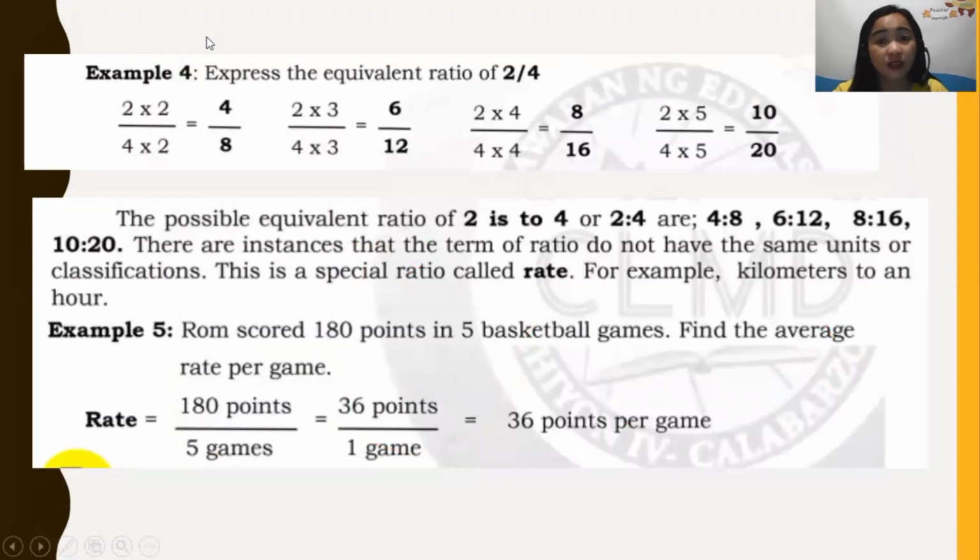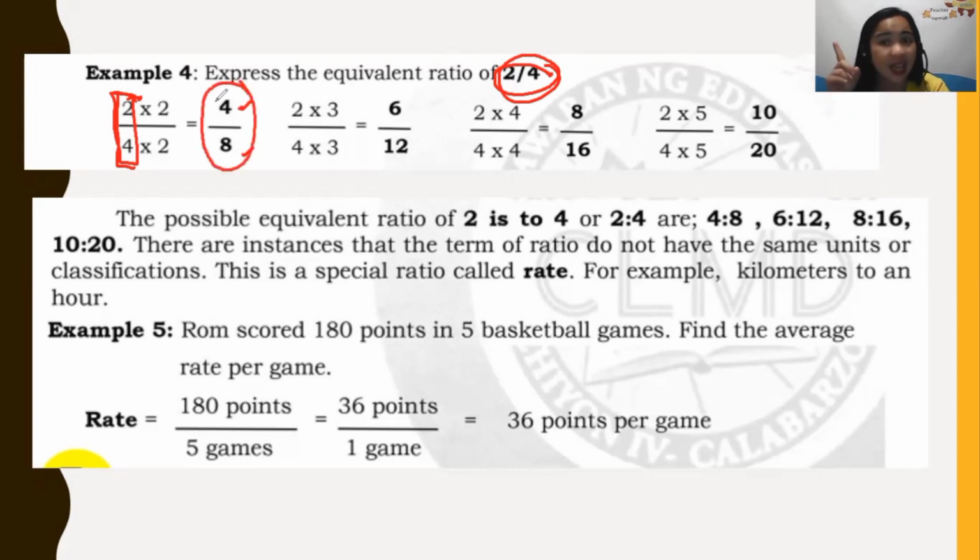Express the equivalent ratio of 2:4. Ngayon naman, hahanap naman tayo ng mga ratio na katulad nila ng value. So, dito, ang example natin, kailangan daw humanap tayo ng ratio na katulad ng value ng 2:4. Napakadali lang nito. So, first, isip ka ng number, magsimula ka sa 2, na imumultiply mo sa 2:4. Ito yung given natin, no? Times 2, 2 times 2 is 4, 4 times 2 is 8. So, meron na tayo dito ang isang equivalent ratio.